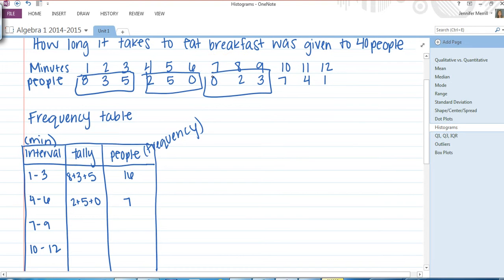From 7 to 9 minutes, I had 0 plus 2 plus 3, which is 5. And then I had 7 plus 4 plus 1, which is 12.